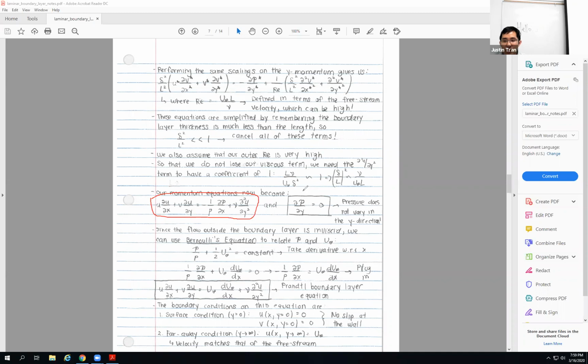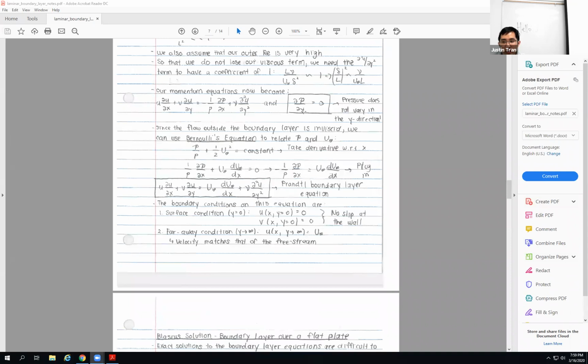So this is y mom, right? If you do that, then you get the usual result. If you ignore gravity, then what you get is dp dy is equal to zero. So what you basically say is that the pressure does not vary in the y direction at all. That's a result that we're familiar with. Then if you combine that together with this one, we can simplify this a little bit.